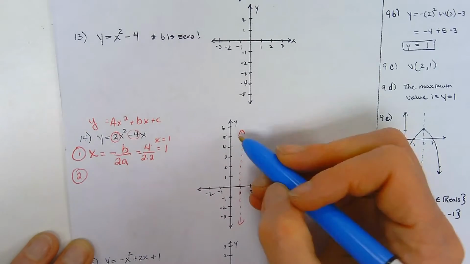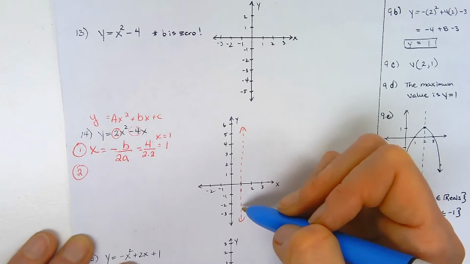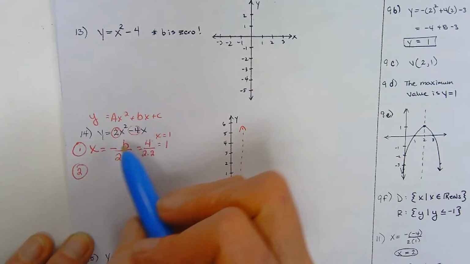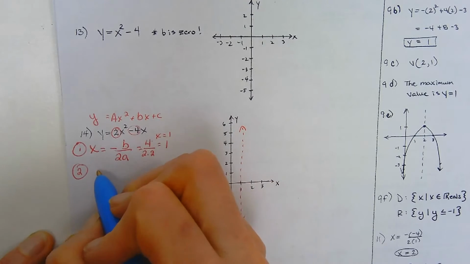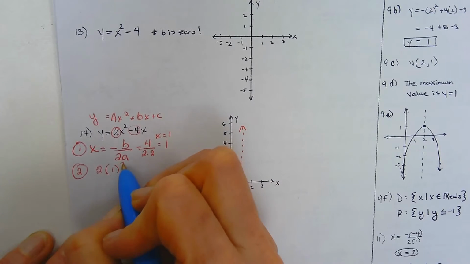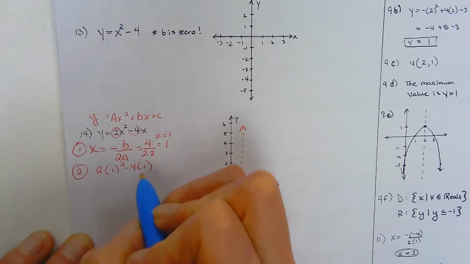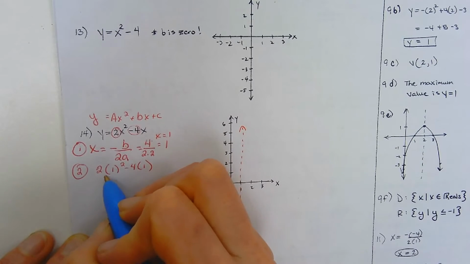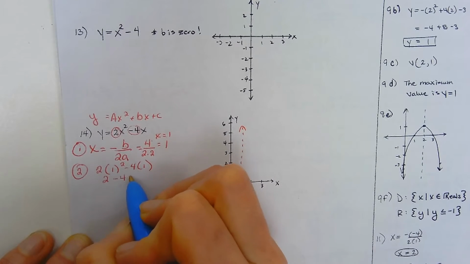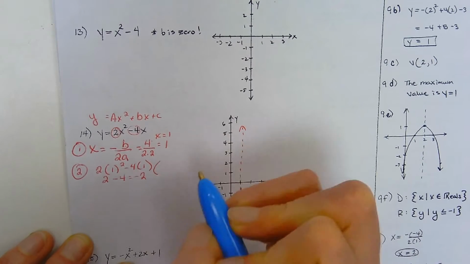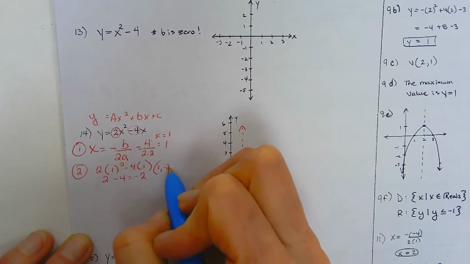Now I'll find the vertex on that axis of symmetry. And I'll put x equals 1 into the function. 2 times 1 squared minus 4 times 1 gives 2 times 1 is 2 minus 4, that's -2. So the vertex is at 1, -2.